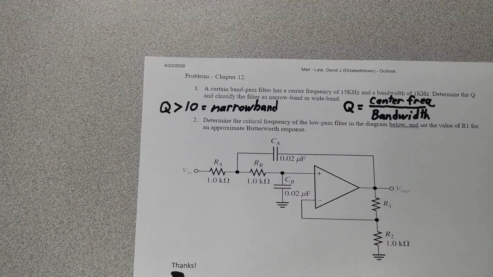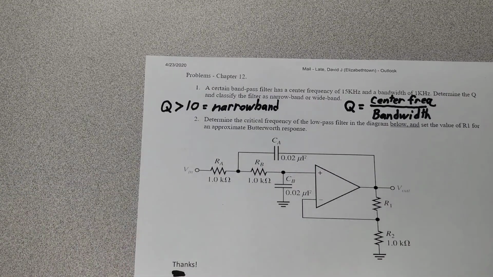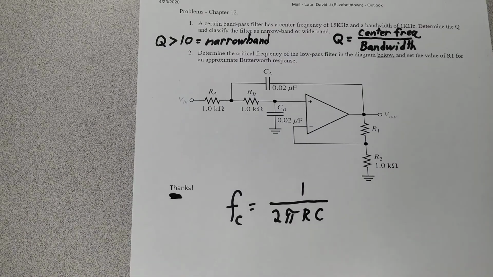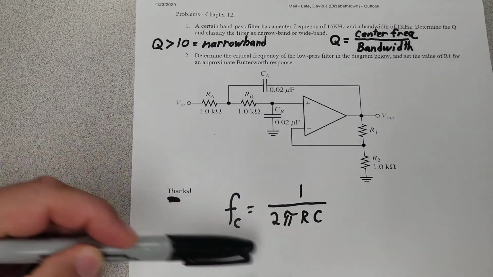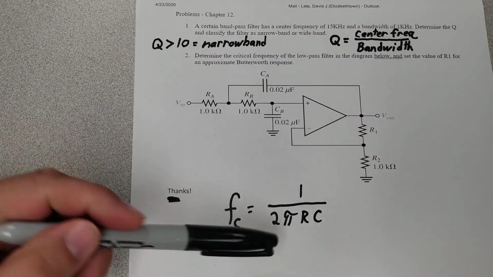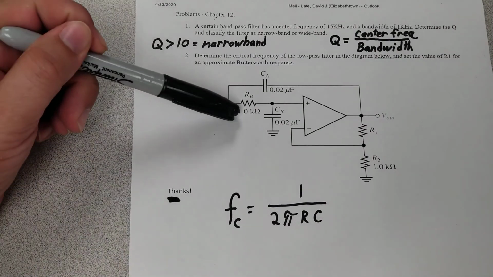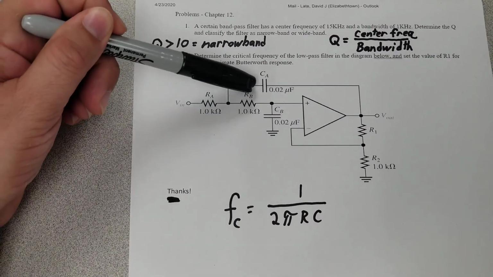Next, we're going to look at problem number 2, which states, determine the critical frequency of the low-pass filter in the diagram below, and set the value of R1 for an approximate Butterworth response. To find the critical frequency, FC, we need to use this formula. We have to divide 1 by 2 pi RC. Now the resistor and the capacitor that we are looking at are these ones here in parallel.